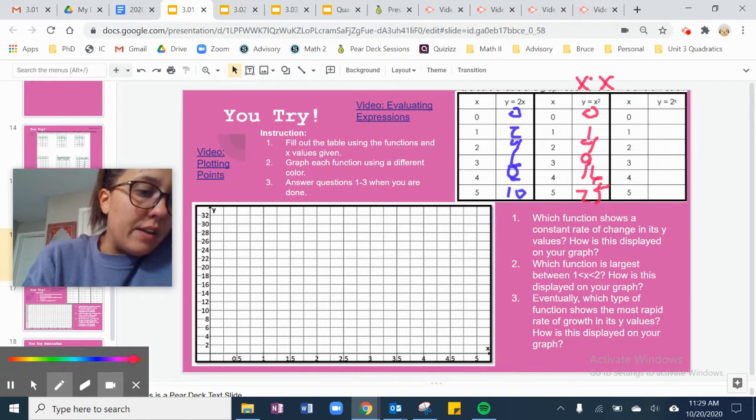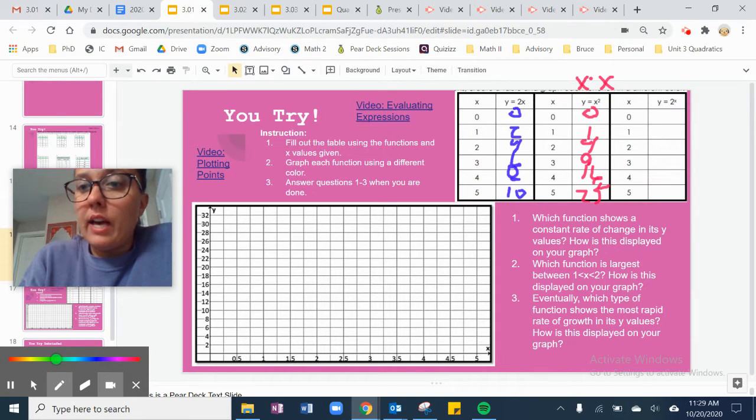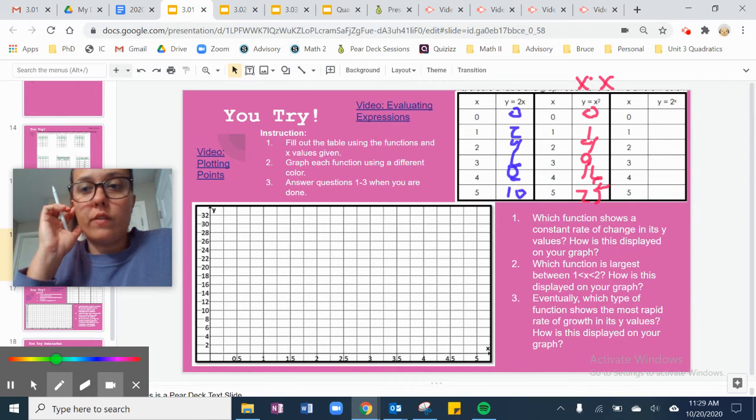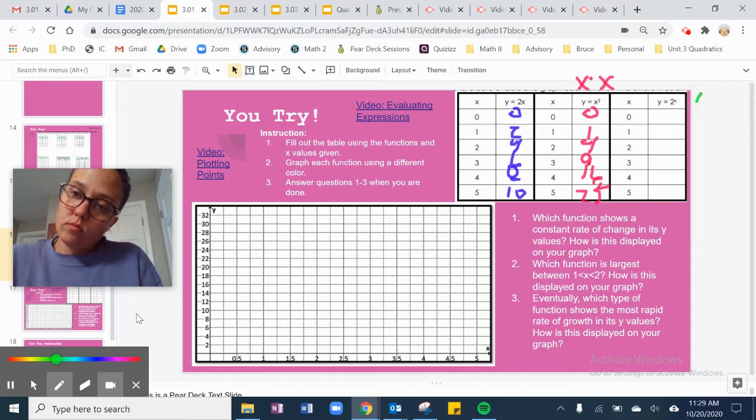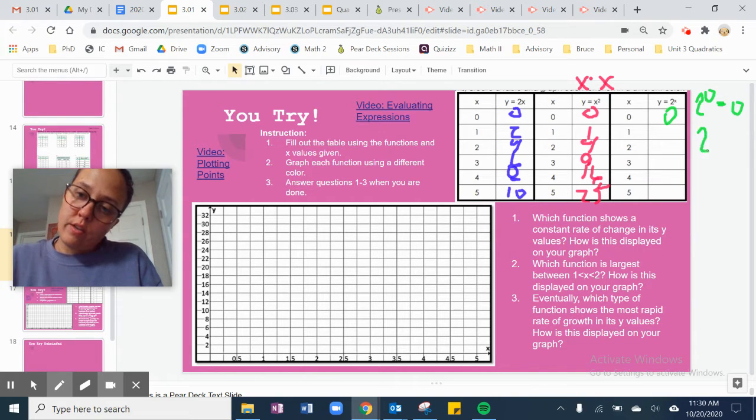And then for the last one, we have x in the exponents. This is probably our exponential function. So 2 to the 0 is 1. 2 to the 1 is 2. 2 to the 2 is 4. 2 to the 3 is 8. 2 to the 4 is 16. And then 2 to the 5 is 32.